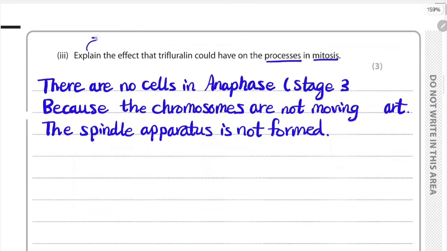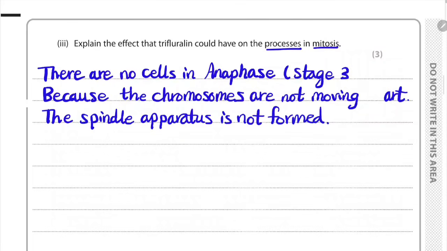Take care that explain questions need you to describe from the data to show how you got this information, and then follow this by some explanation from your own knowledge or from the syllabus. We have deduced here that there are no cells in anaphase. That's why we could say that the chromosomes were not moving apart and the spindle apparatus is not formed.